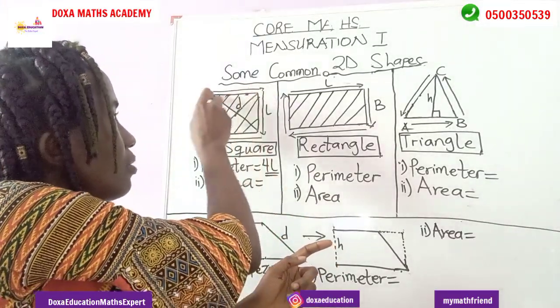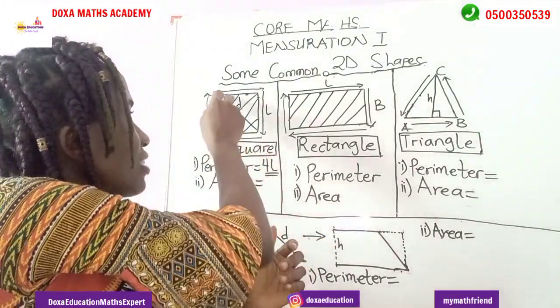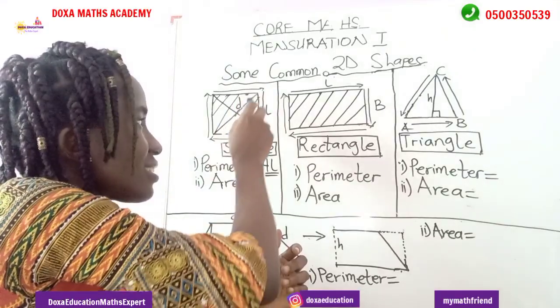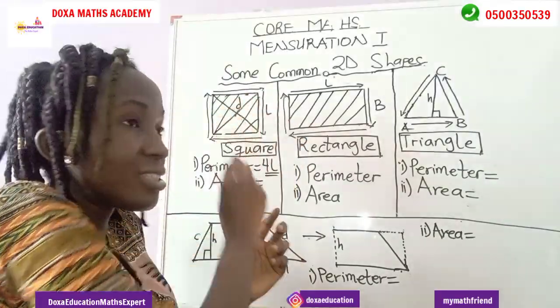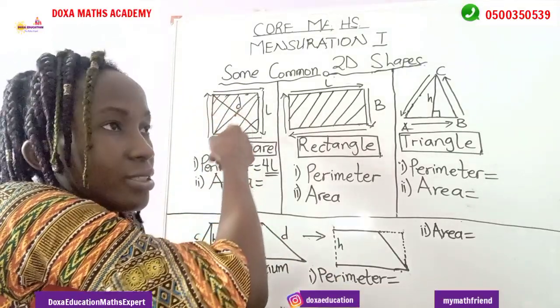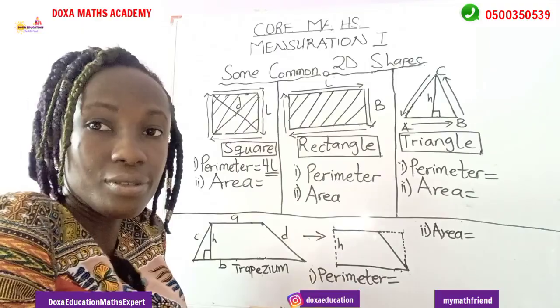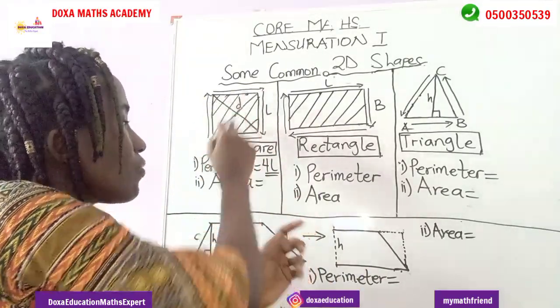So the perimeter is the distance around the shape. Good. Then the area has to do with the space that the square covers. Good. So that is why you have the cross sections inside. You see that? Very good. So that is the area. So we want to find the area of the square.